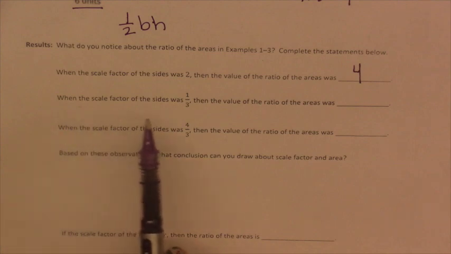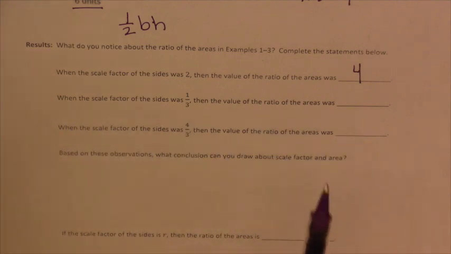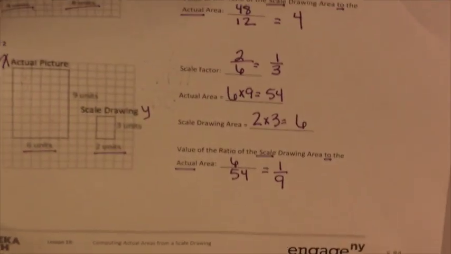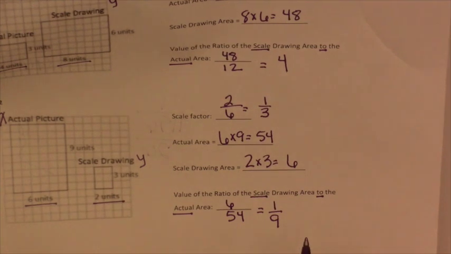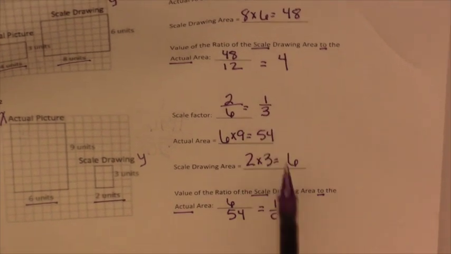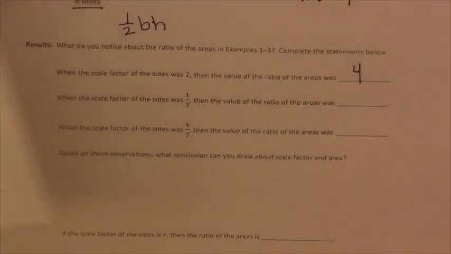The next one, when the scale factor of the sides was 1/3, then the value of the ratio of the areas was, that would be going to our second example here. So when our scale factor was 1/3, the value of our areas was 1/9.